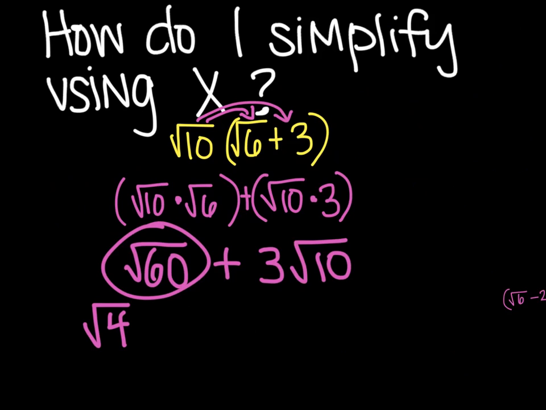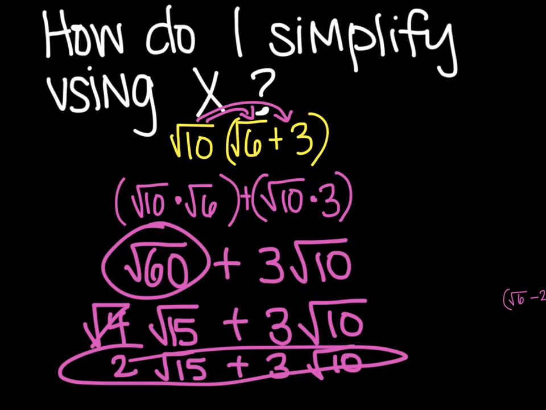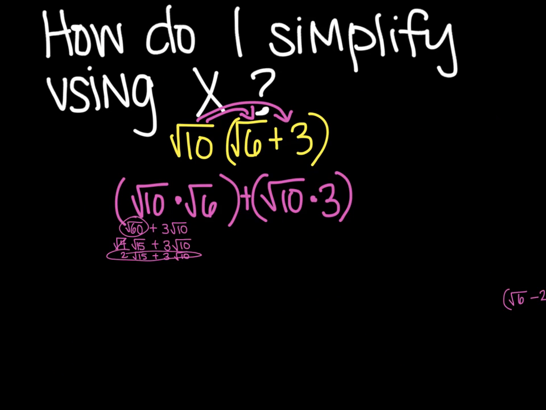Square root of 4, square root of 15, and then plus 3, and then square root of 10 we know doesn't do anything, so this becomes 2. So I now have 2 square root of 15 plus 3 square root of 10, and that is going to be my final answer right there.